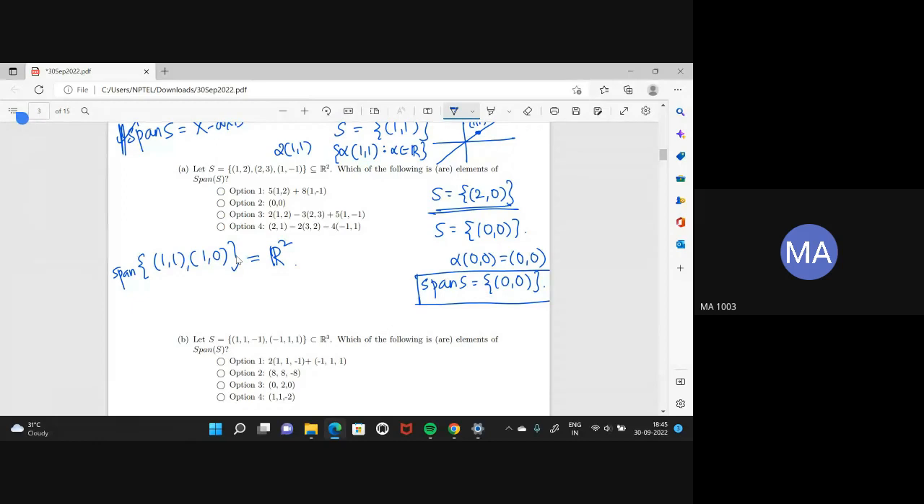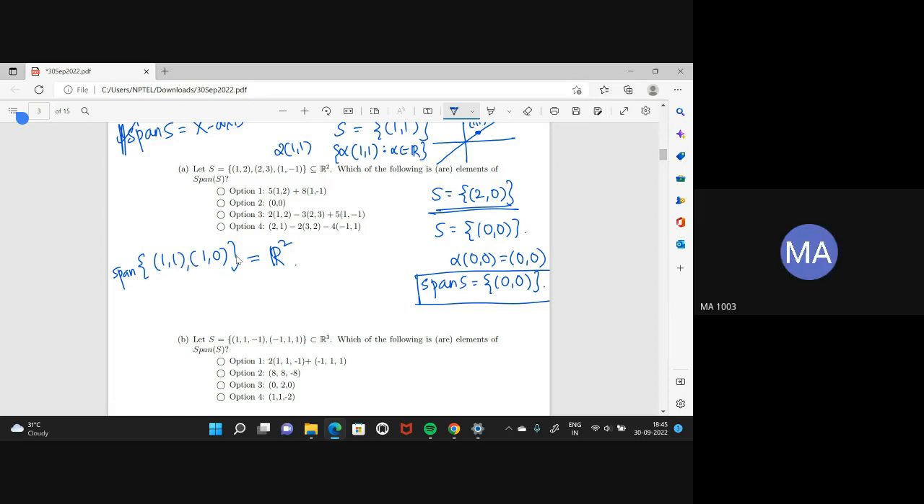Yes, ma'am. But how will we check this? How can you prove this? (1, 1) minus (1, 0) will give what? Then we will get another vector (0, 1). Then we will get a linear combination, and through that we can expand our set.